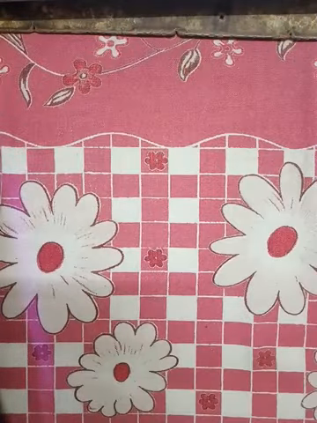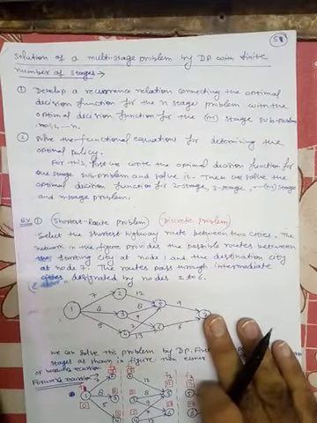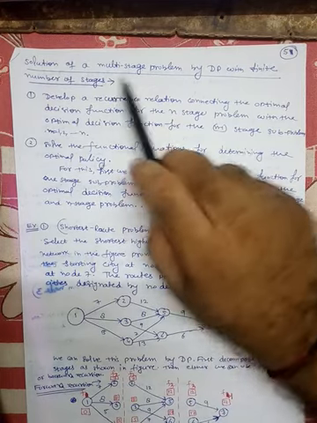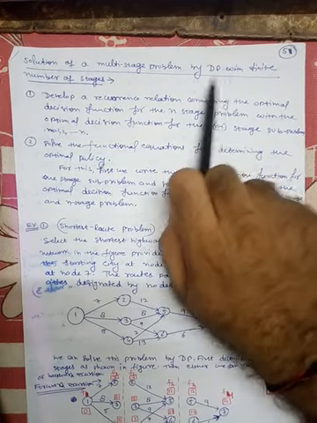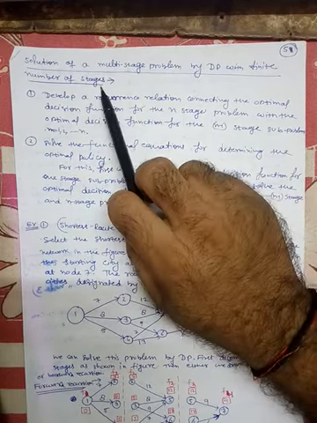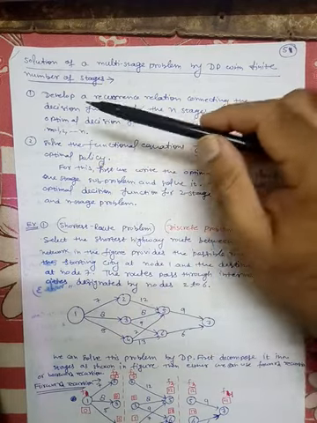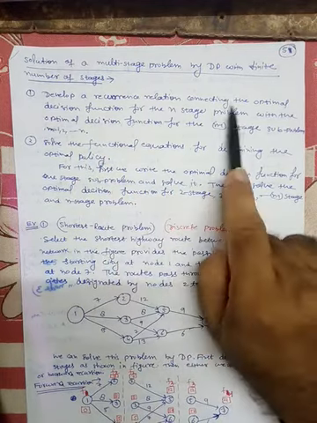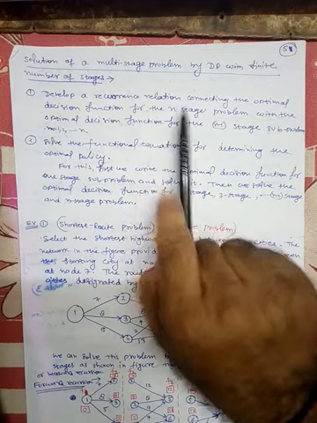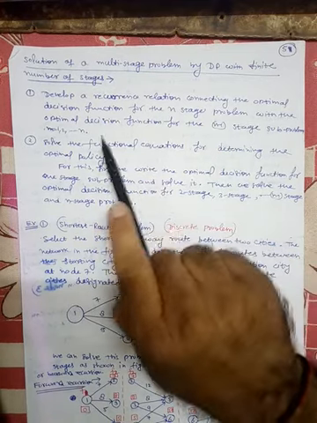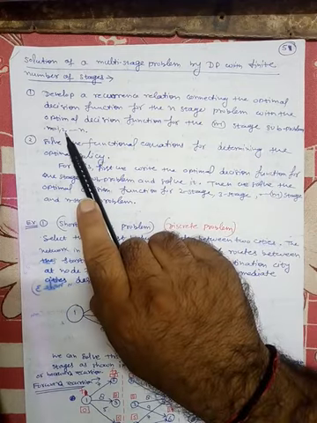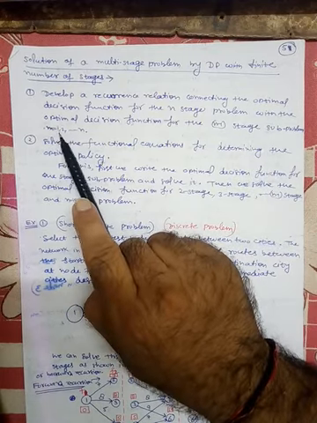Fine. So here we have a solution procedure, how to solve this type of problem. The solution of a multi-stage problem by DP, that means dynamic programming, with a finite number of stages. So we have a procedure. Procedure is, number 1, develop a recurrence relation connecting the optimum decision functions for the n-stage problem with the optimum decision functions for the n minus 1 stage subproblems, where m is 1, 2 up to n.